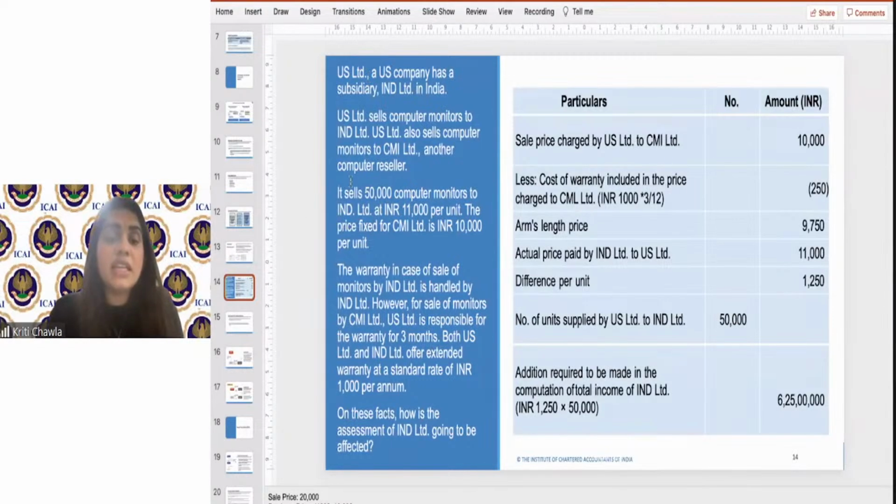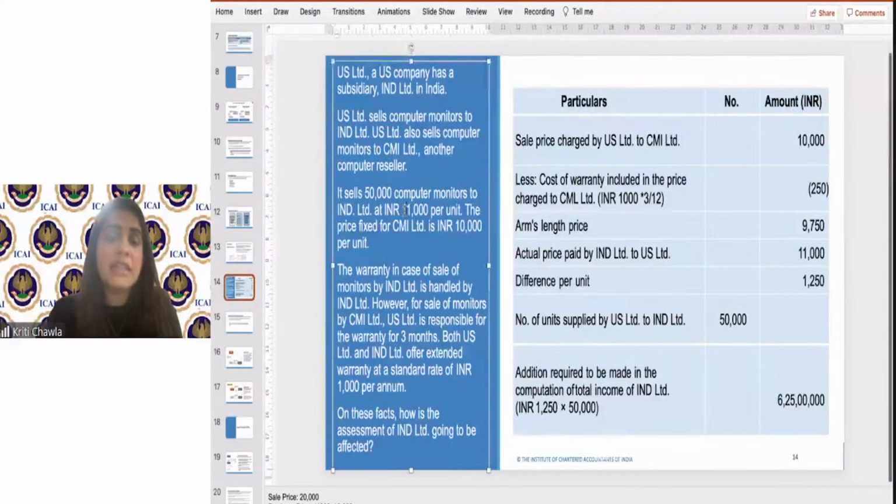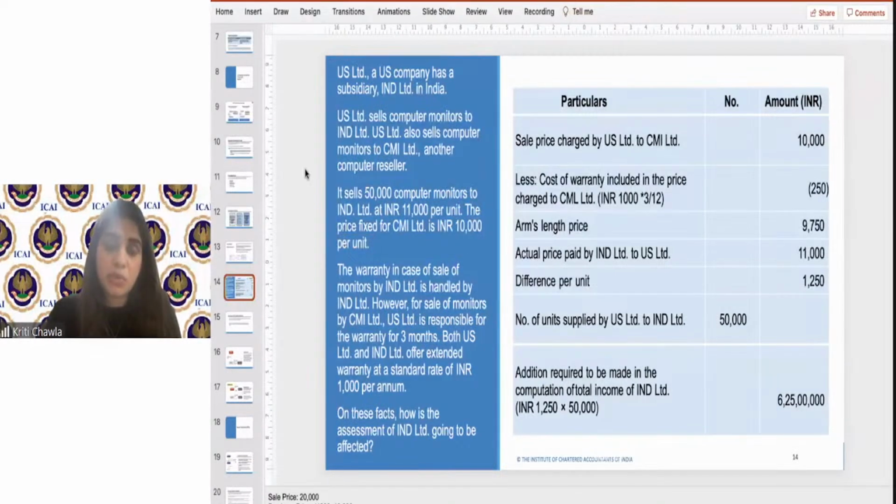When it comes to the AE situation, it sells 50,000 computer monitors to IND Limited at 11,000 rupees per unit. But when it is selling to CMI Limited, it is at 10,000 rupees per unit. So step one: are they related? Yes, they are related to each other. Second: is the transaction they're talking about an international transaction?